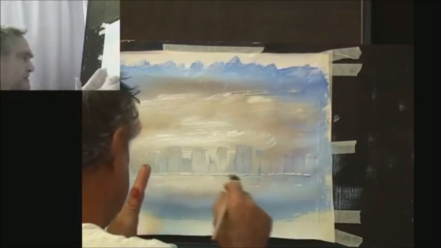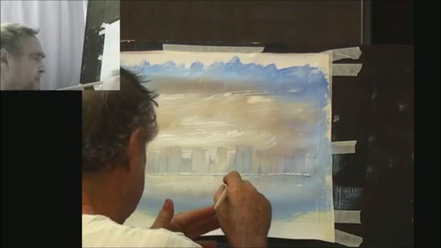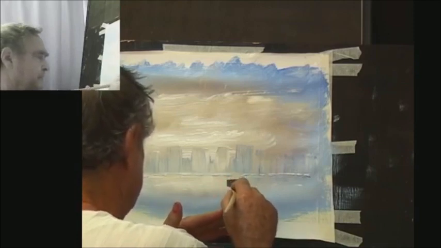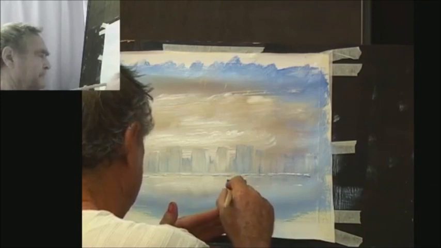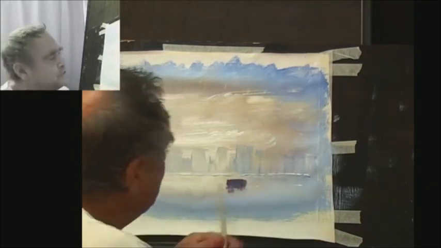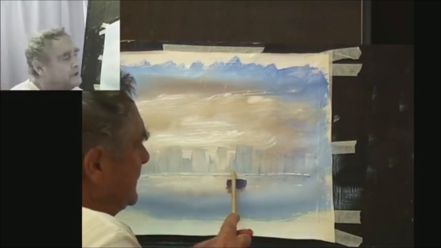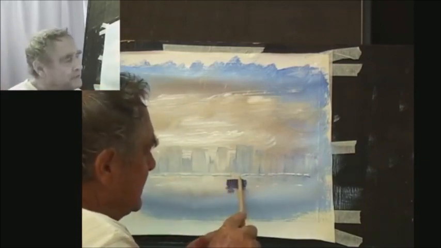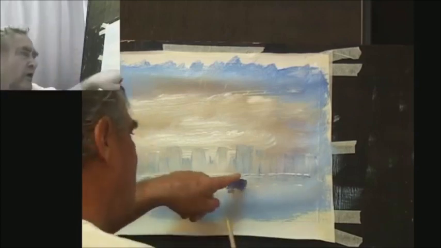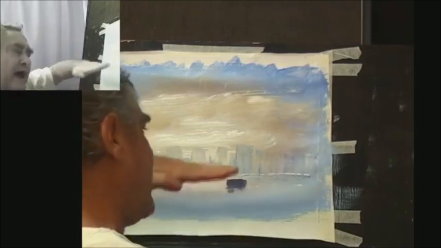Not dead center. Let's put the biggest boat here, and the reflection of the biggest boat there. Well, that's about the right size. I'll tell you why. If you were standing on the boat, your eye would be level with the eye of anybody on there because the water's flat.